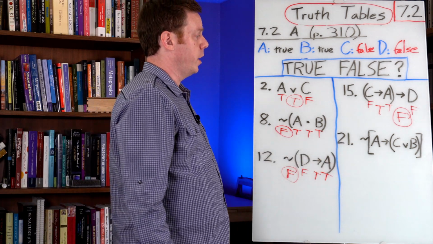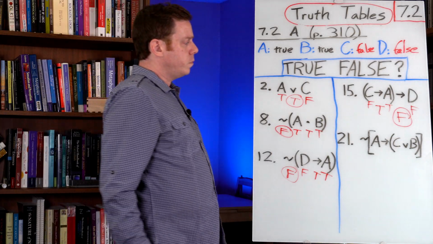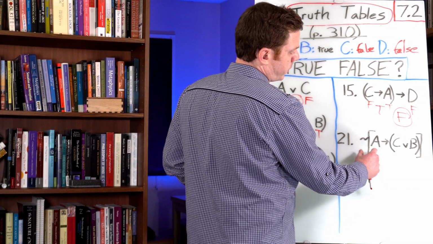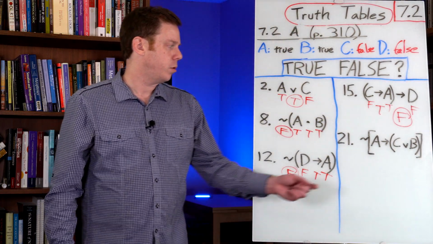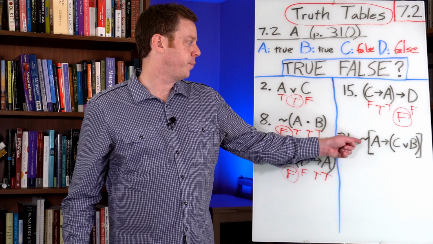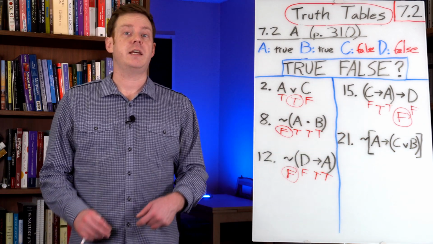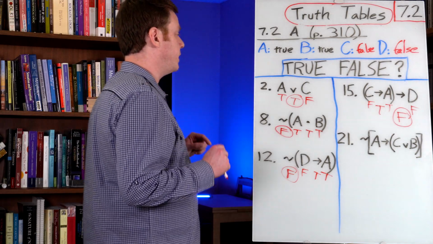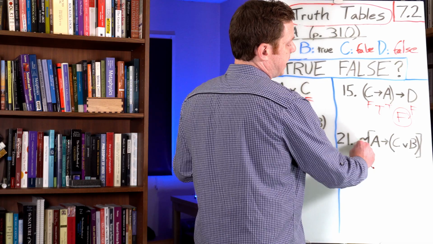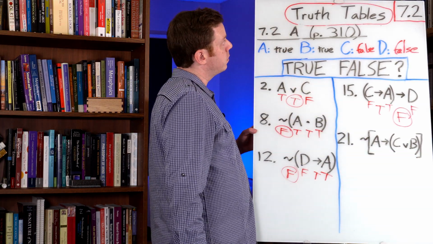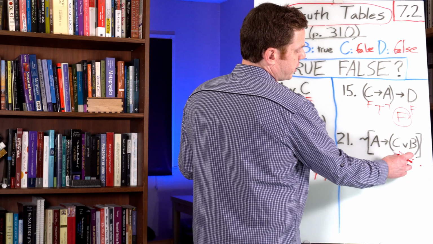Number 21. This one is even more complex. This one is a negation of everything inside the brackets. So that's what we're looking for: the truth value under the negation, that's the main operator. It's going to tell us whether this whole statement is true or false. It has the largest scope because it's negating everything. All right, so we start from the inside and work out.